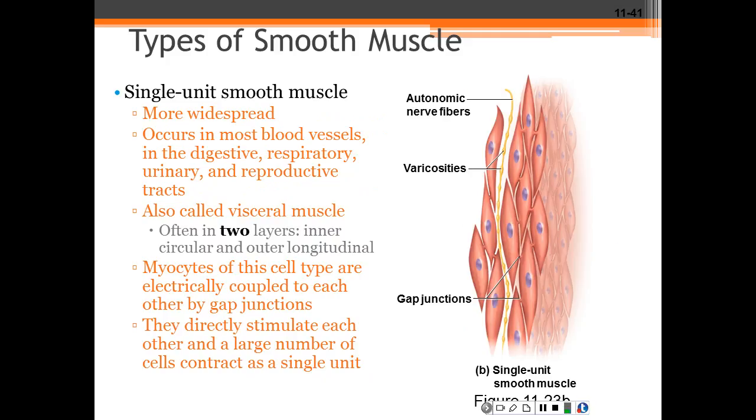Now, single unit or unitary smooth muscle is more widespread, occurring in most blood vessels and in the digestive, respiratory, urinary, and reproductive tracts. It is also called visceral muscle. Its name refers to the fact that the myocytes are electrically coupled to each other by gap junctions, so that cells directly stimulate each other and can contract as a unit.